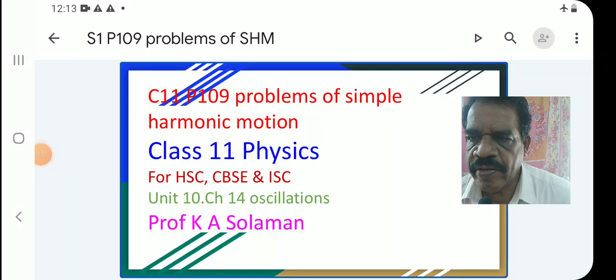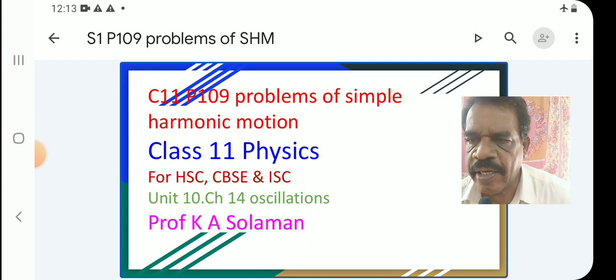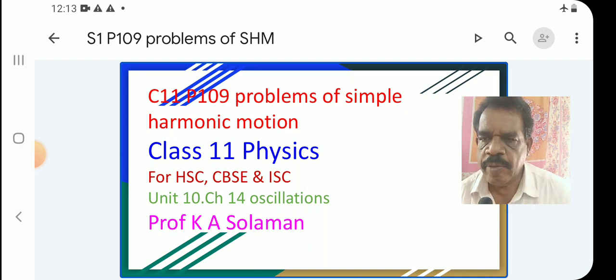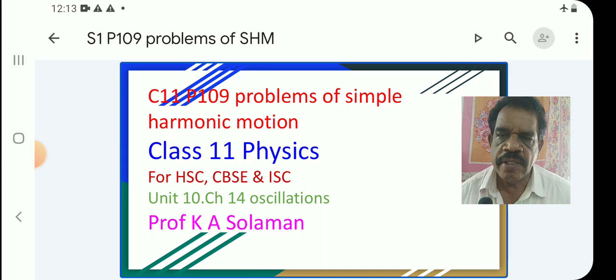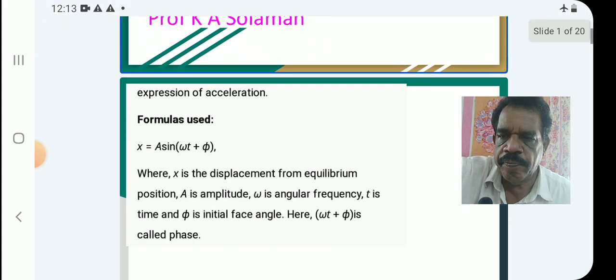Welcome to class 11 physics, class number 109, problems of simple harmonic motion, class 11 physics for HSC, CBSE and ISC students, and this is from chapter 14 oscillations. Chapter 14 oscillations, problems in simple harmonic motion.